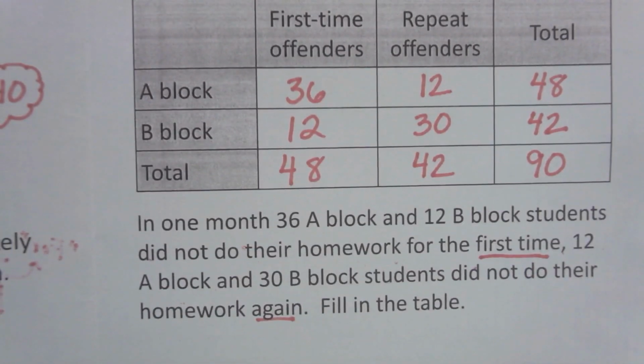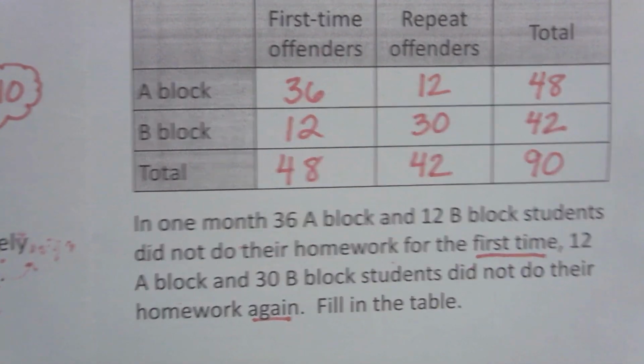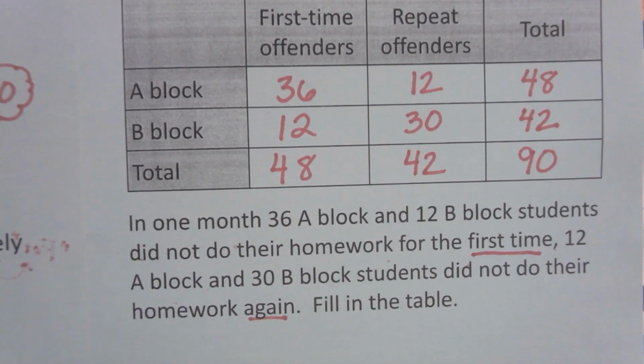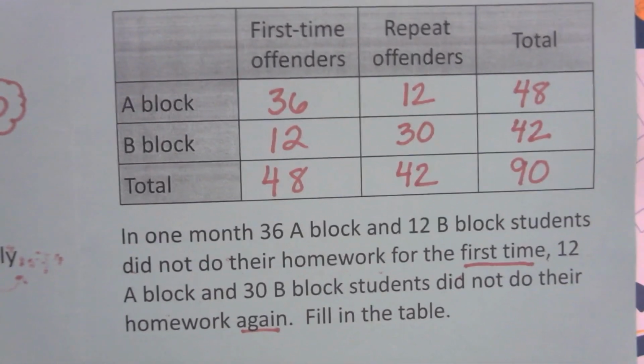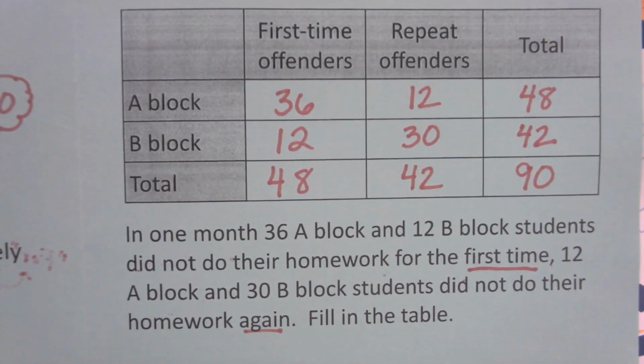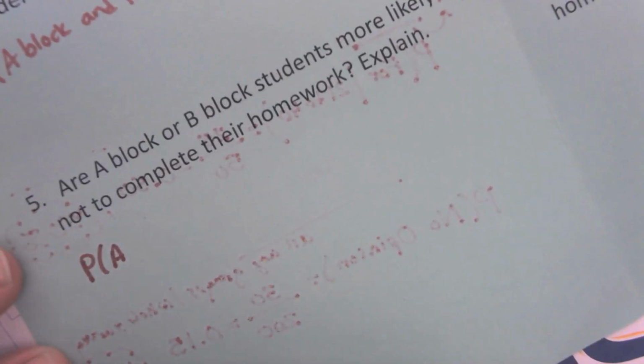Alright, so if we look at the table, we can use probabilities to help us support whether we think A block or B block are going to be more likely to not complete their homework. It depends really on what we're looking at. So there's a couple different things we can look at. We can look at what's the probability of each class not doing their homework, and we can also look at the probability that someone is a repeat offender in that class. So if we want to look at first, what's the probability that someone in A block is not doing their homework?